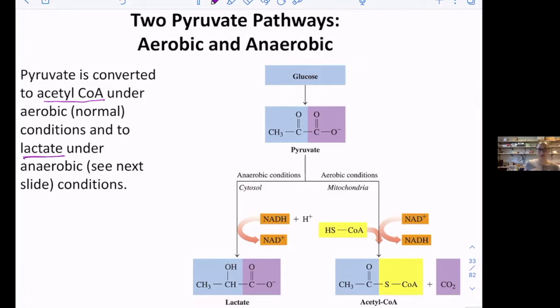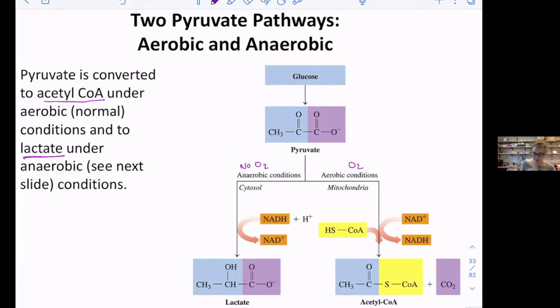We're going to look at it a little more in depth on the next slide, what happens with lactate in our muscles. But you might have heard of this, an increase of lactate in your muscles, and that makes them sore and everything like that. So this will show you where that comes from. So anaerobic means no oxygen.